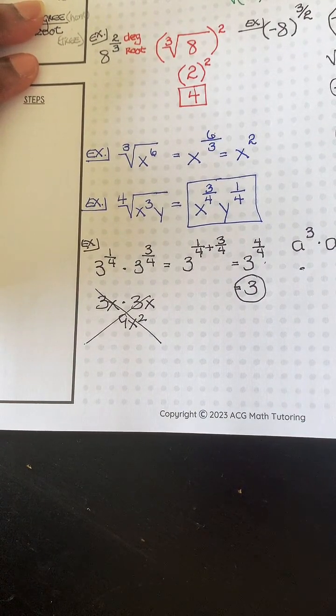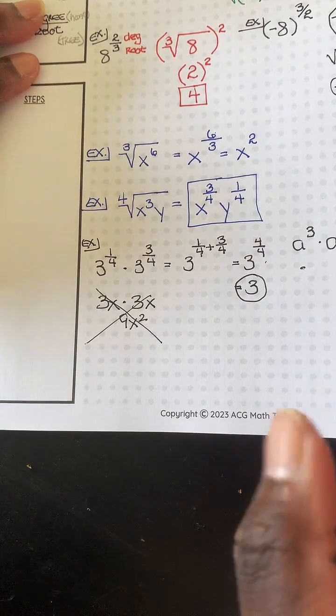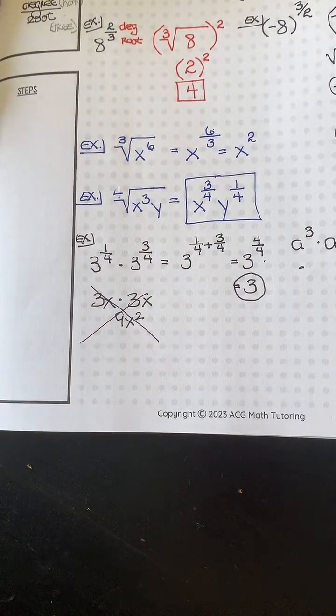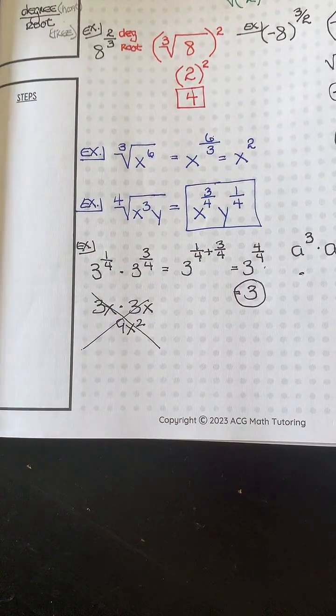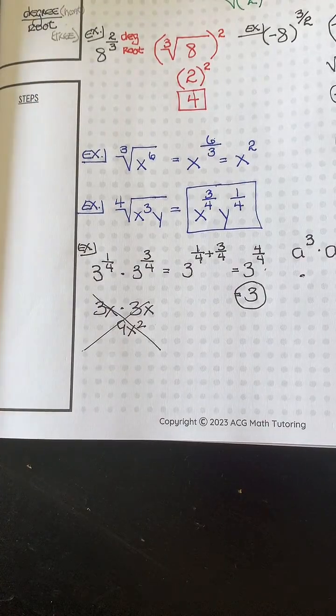So again, if the bases are different, you can't do it. They could just get next to each other, but you can't combine them. Yep, it cannot be simplified.